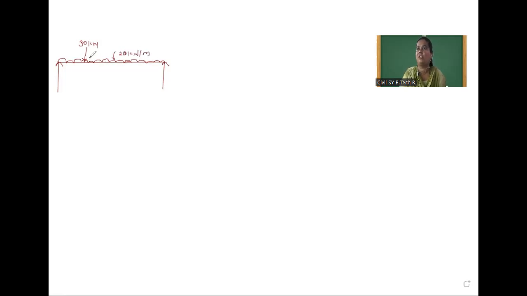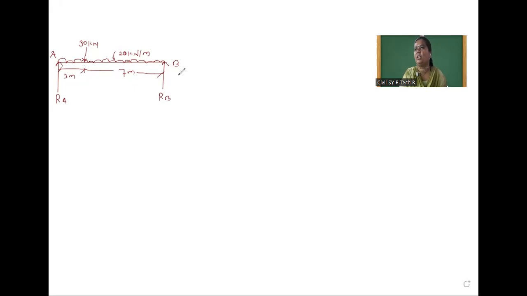Okay. Two loads are acting simultaneously, one point load and one uniformly distributed load. The location of the point load is at 3 meter from point A, and the remaining distance is 7 meter, so the total span is 10 meter. So this is A and this is B. Here two reactions will be there, reaction at support A and reaction at support B. So this is the question.